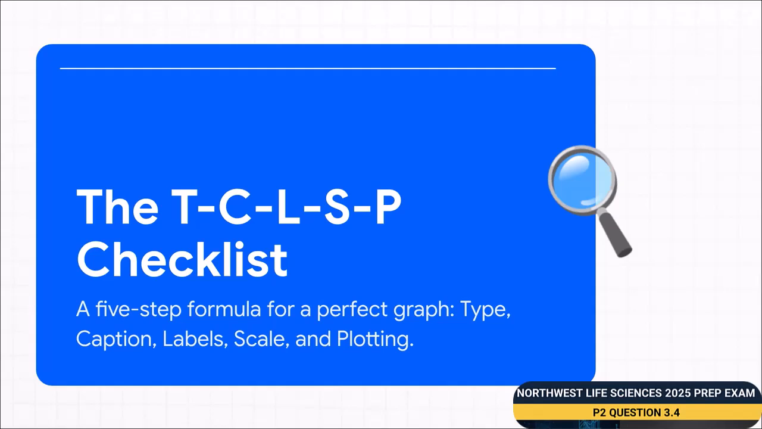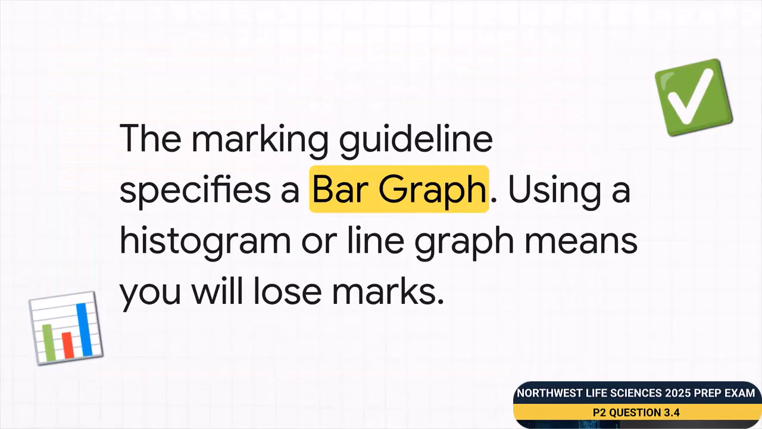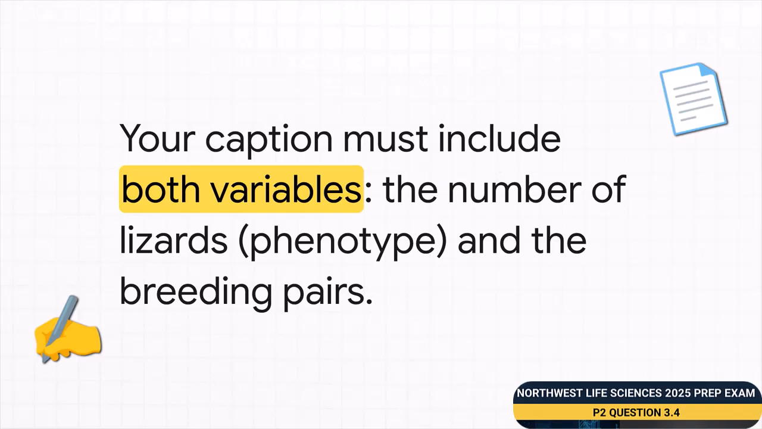So if we want to get all the marks, we got to learn to think like they do. First up, T is for type. And the instructions could not be clearer. It has to be a bar graph. That means your bars have to be separate. They can't touch each other. If you draw a histogram, or even worse, a line graph, you're just throwing away marks. Simple as that.